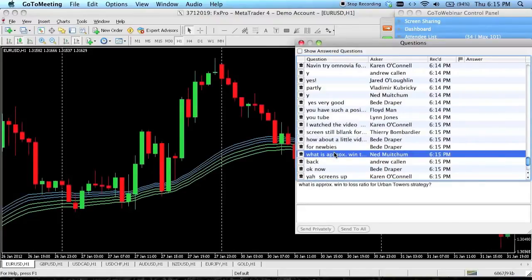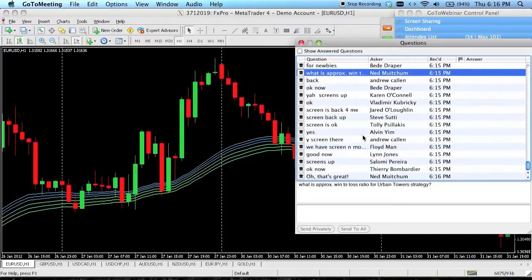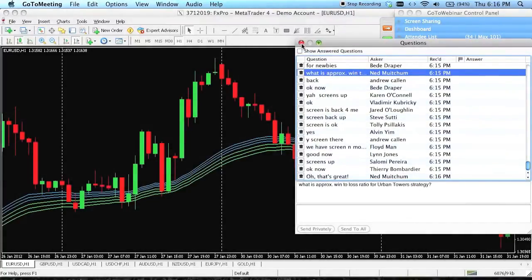What is the approximate win to loss ratio for Urban Towers? A win to loss, I would say you should have approximately, from 10 trades, 7 to 8 winners. And the losers that you have should be small, shouldn't be too big, because your stops would be usually tight. Okay, screen's up. Everybody has a yes. Let us continue here.